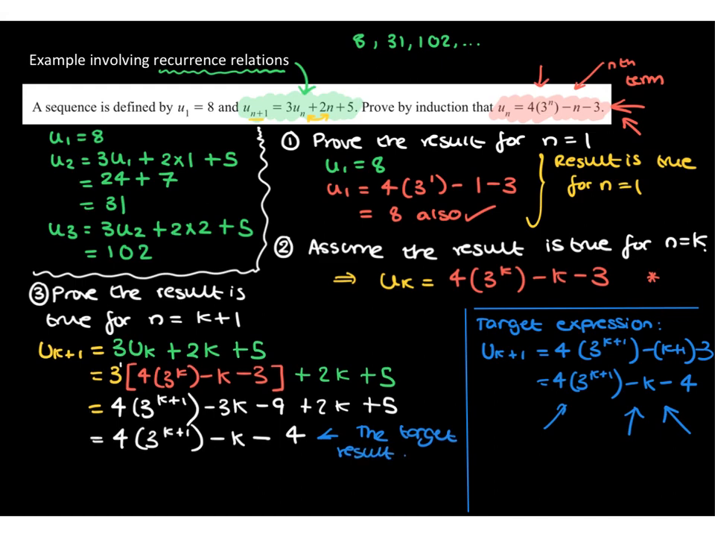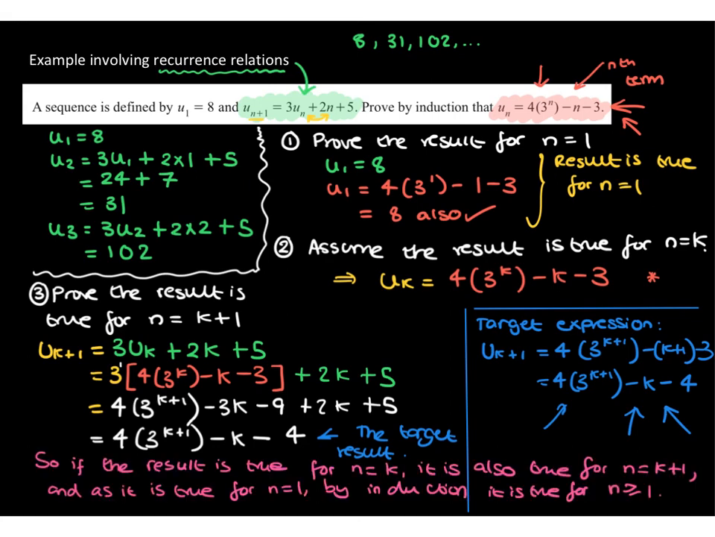So we have completed our proof. We just need to make sure we finish by writing a statement of completion. So if the result is true for n equals k, it is also true for n equals k plus 1. And as the result is true for n equals 1, by induction, the result is true for all integers n greater than or equal to 1. And just remember, by the result, we mean this here.